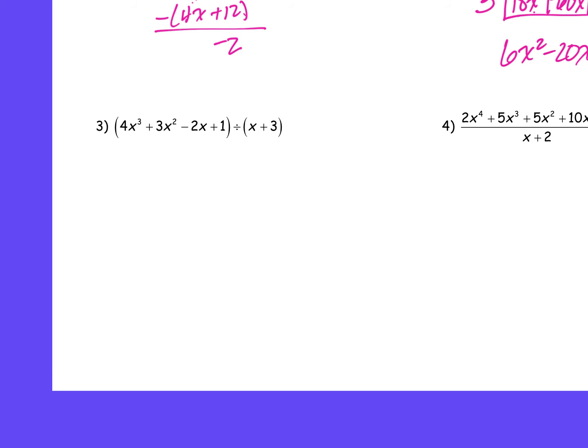So I'll do this one by long division and the next one by the box method so you guys can see them once again. So we've got 4x cubed plus 3x squared minus 2x plus 1 divided by x plus 3.